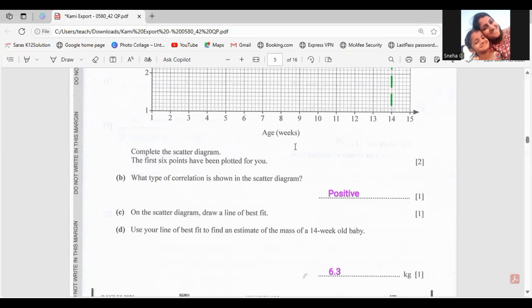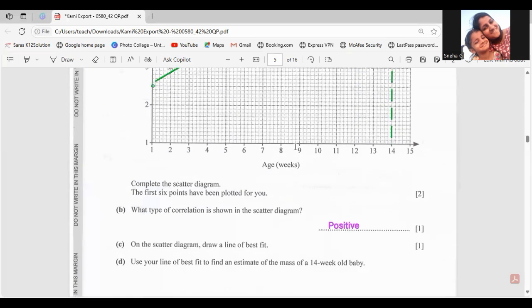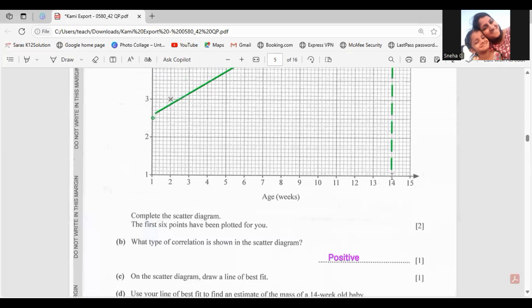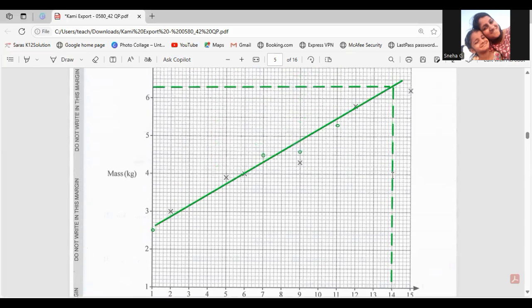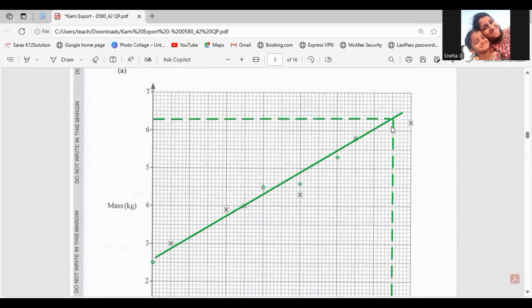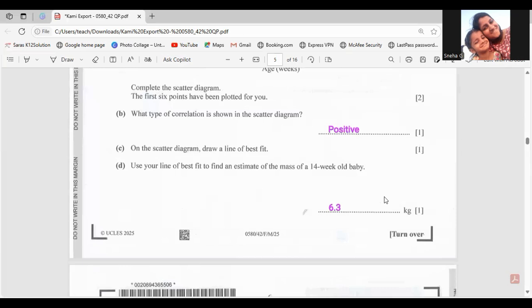Use your line of best fit to find an estimate of mass of 14-week-old baby. So 14-week-old baby, here we spot 14 on the graph paper. I draw a perpendicular line to the line of best fit, and after that I draw another perpendicular line to the mass. So the reading from this particular graph is this is 6 and there is 1, 2, 3 lines above 6. That means the mass of the baby is 6.3 kg.